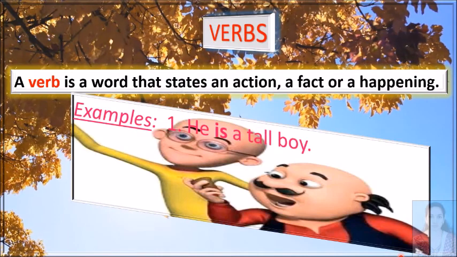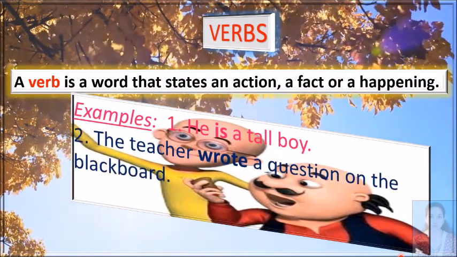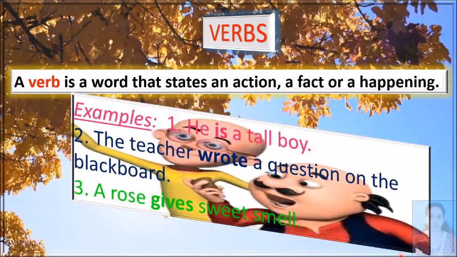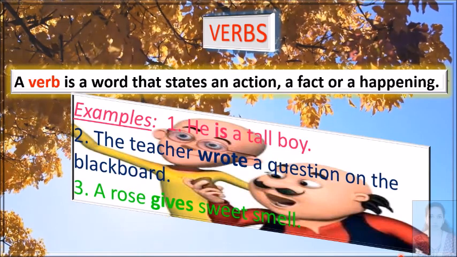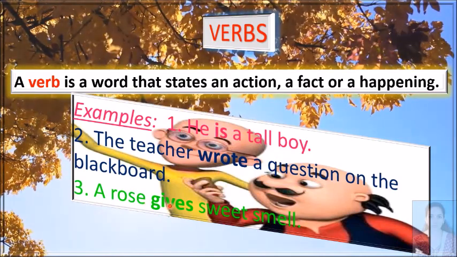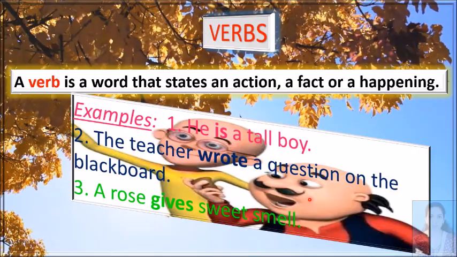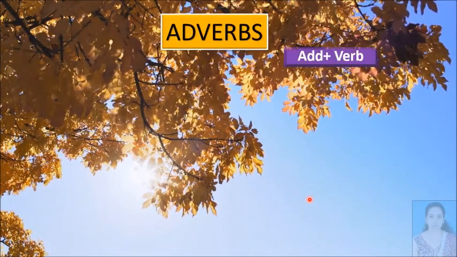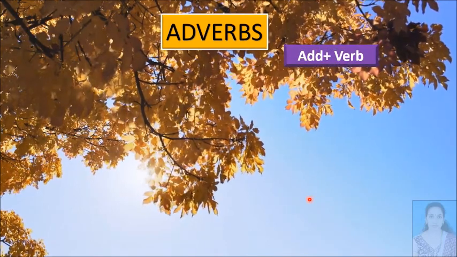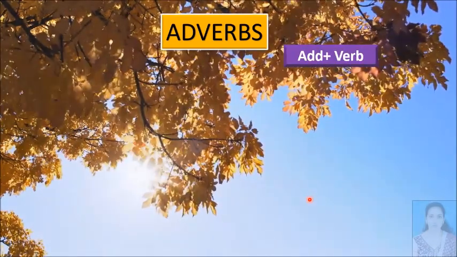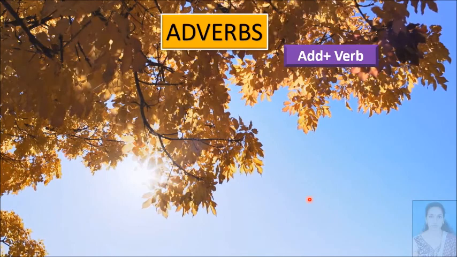He is a tall boy. The teacher wrote a question on the blackboard. A rose gives sweet smell. The words is, wrote, gives are examples of verbs. Now let's learn the fifth part of speech, that is adverbs. Adverbs, that means add plus verb, adding more meaning of a verb or adjective or another adverb. Examples: soundly, neatly, quickly, etc.